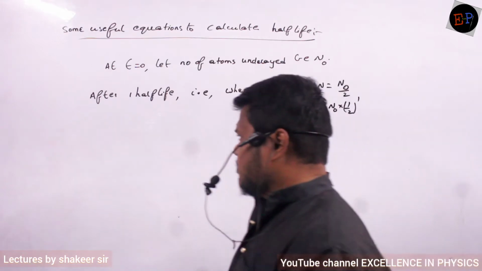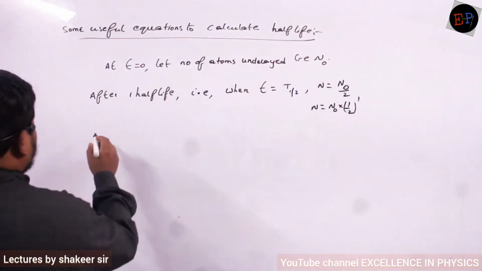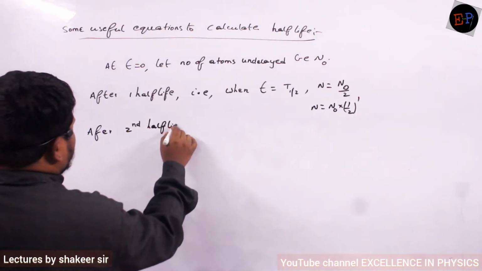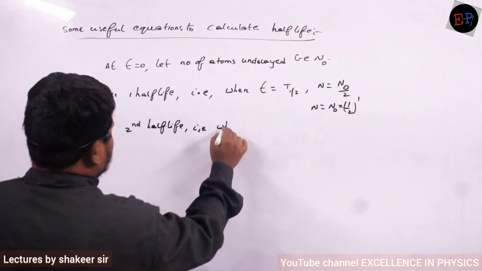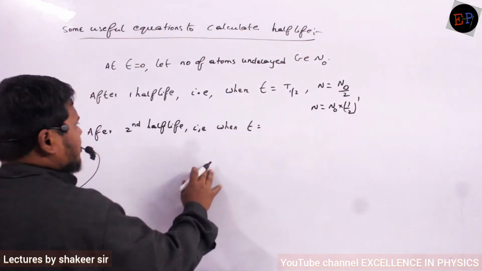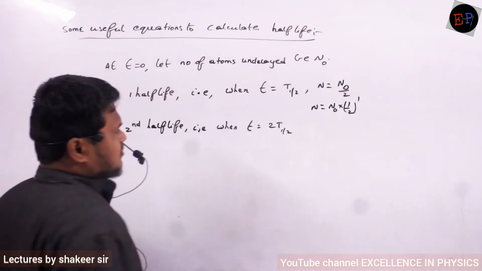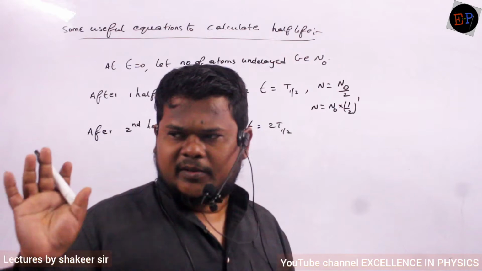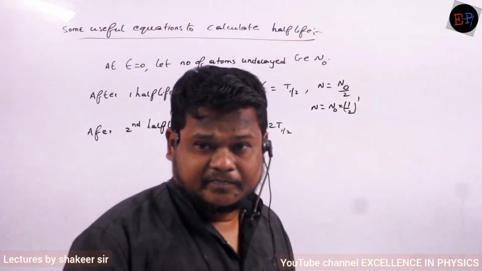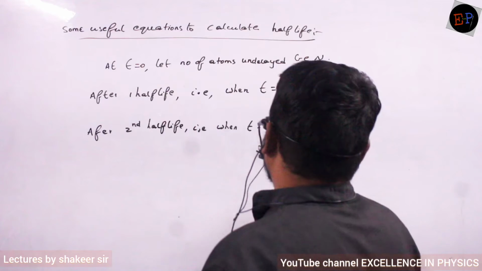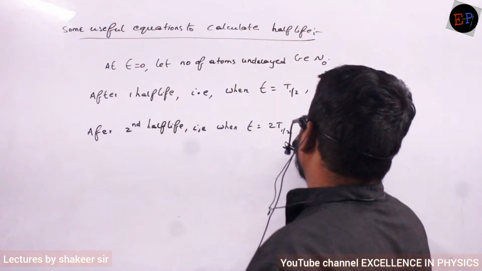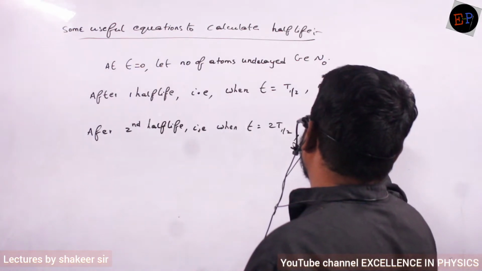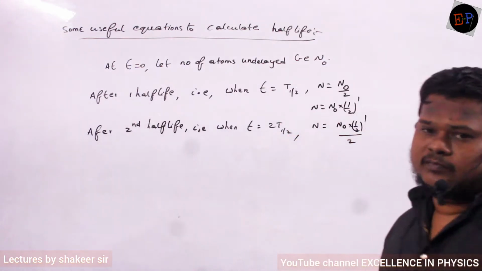Is it clear? Next let us write one more condition. After the second half-life, that is when t is equal to 2 t half. One half-life is completed, half of the atoms are remaining. And after one more half-life, then what will happen? Clear? Then again I can write, now the number of atoms is n naught into 1 by 2 power 1, divided by 2.